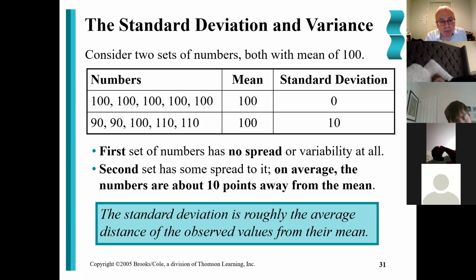Now, standard deviation. Standard deviation measures the average. It's roughly the average distance of each value from the mean. Okay. If there's no spread at all in the data set, and notice all the numbers are the same, the standard deviation is 0. That's the smallest number of variability.